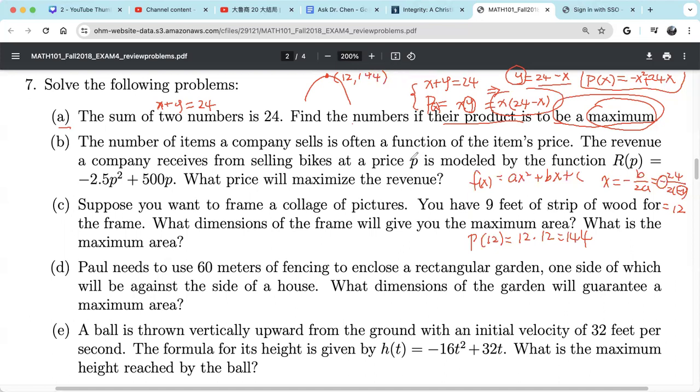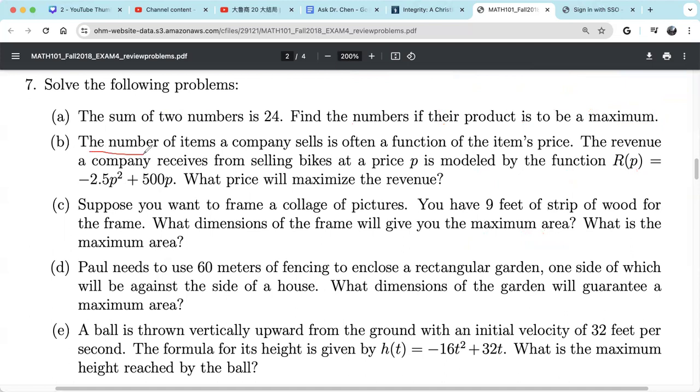Okay, so what did we do? We translated the English into mathematical equations. Then we worked with the equations to build a model, to come up with a function. To find the maximum, when we go to a calculus course, we can find it by taking derivatives. But for now, we can use the properties of the quadratic function to find the maximum by finding the vertex. Okay, that's the first one. Now let's see B.